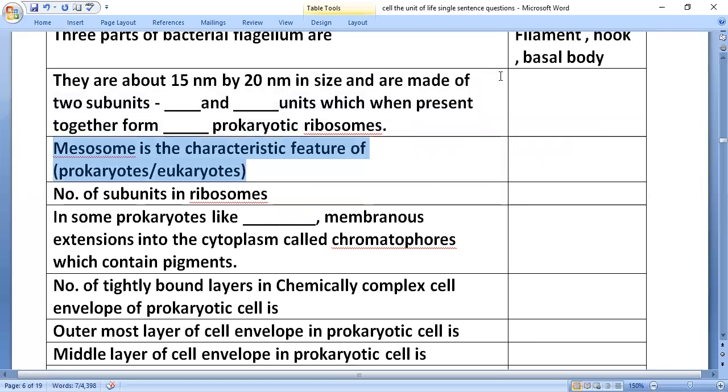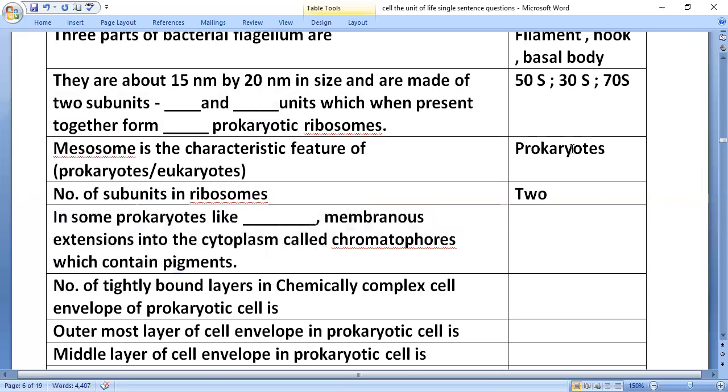They are about 15 nm to 20 nm in size and are made up of two subunits called 50S and 30S subunit, which when present together form 70S subunit in prokaryotic ribosomes. 50 plus 30, 70S subunit will form. Mesosome is a characteristic feature of prokaryotes. Number of subunits in ribosomes, 2.